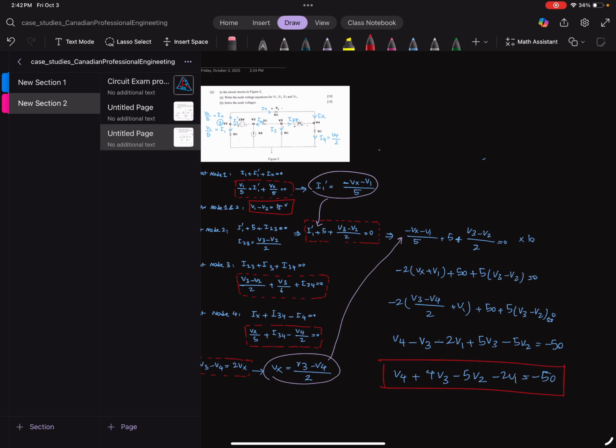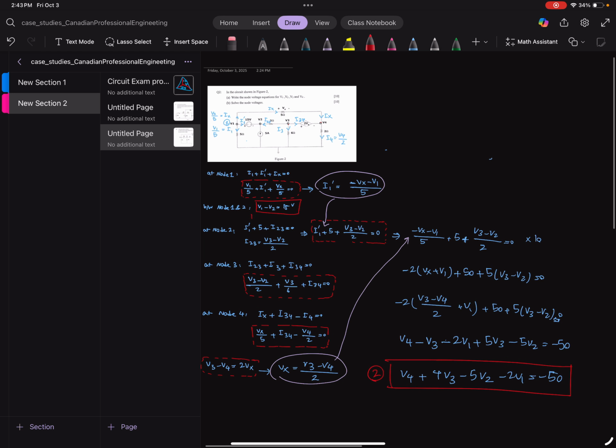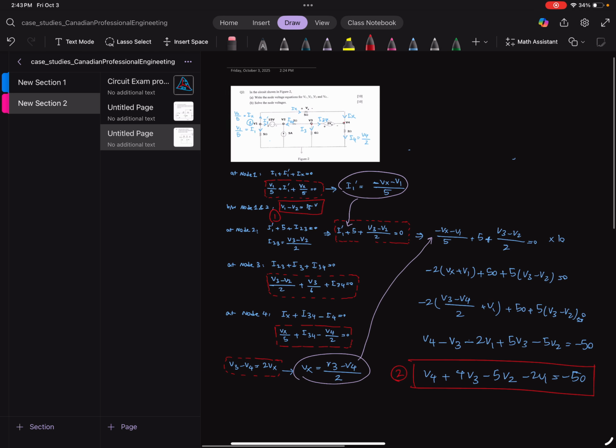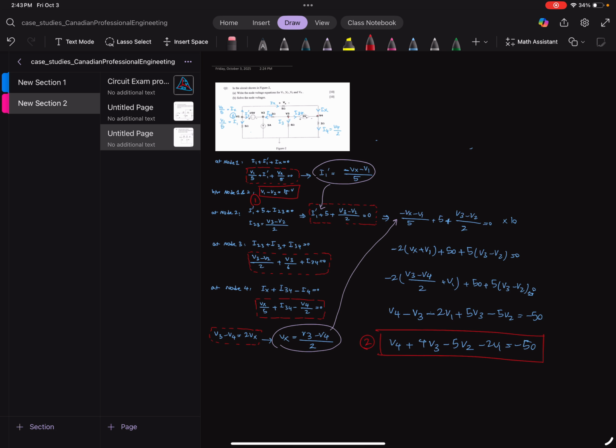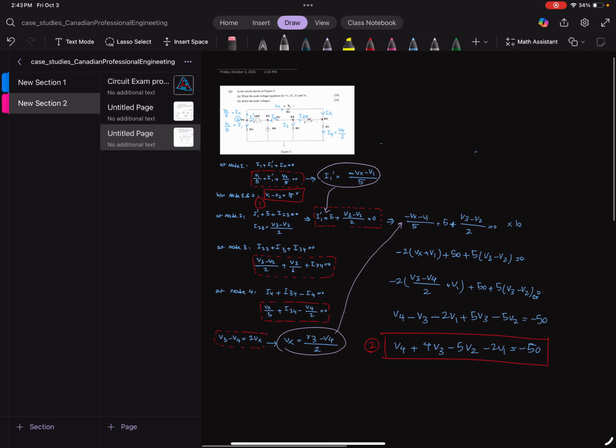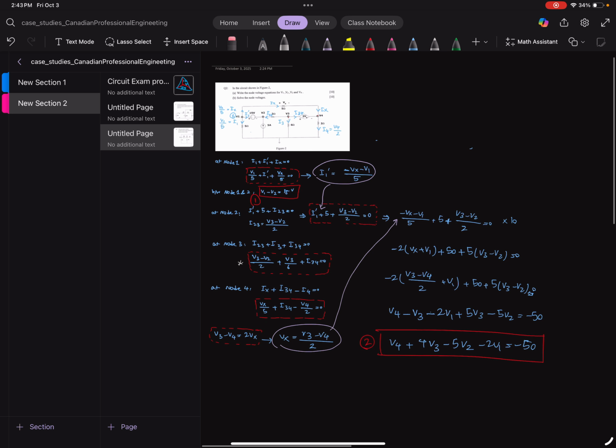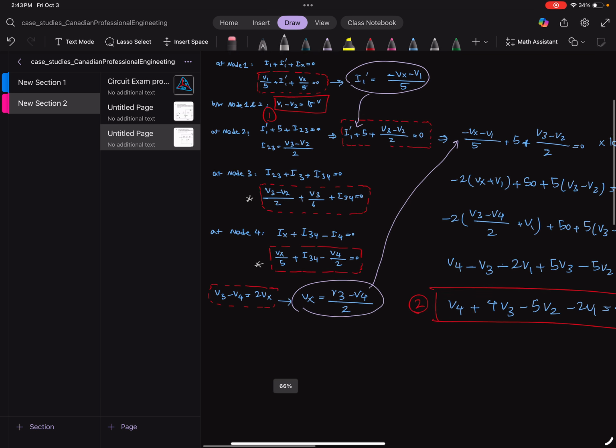So we found the second equation. In order to solve for V1, V2, V3, V4, we need 4 equations because we have 4 unknowns. So that's our second equation. Oops, not good. 2, and this is our 1. Okay, what else do we have? Okay, we have to get rid of this I34 as well. Okay, let's focus on these two. This one and this one. Okay, I think we can do a similar thing.